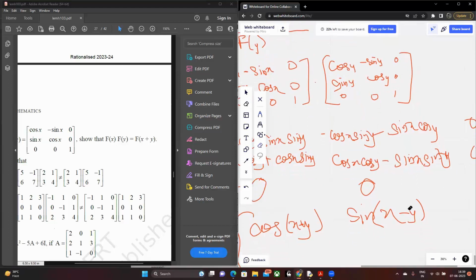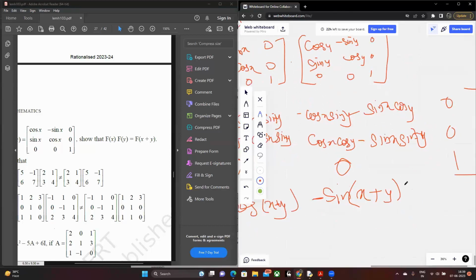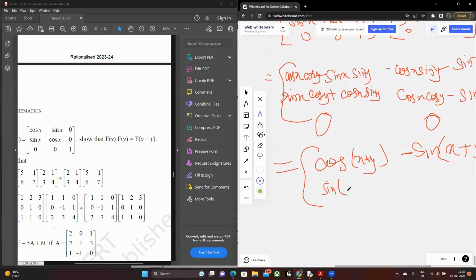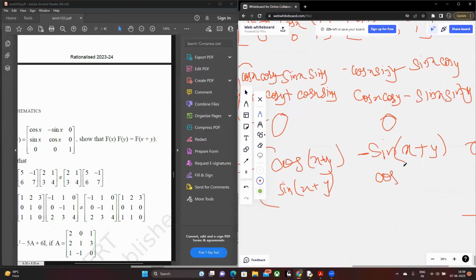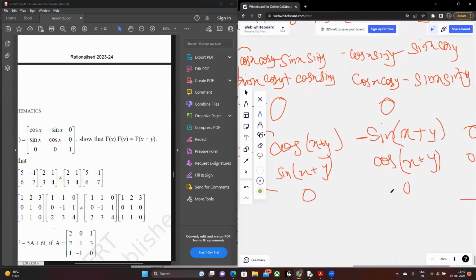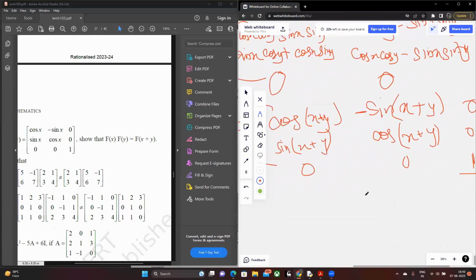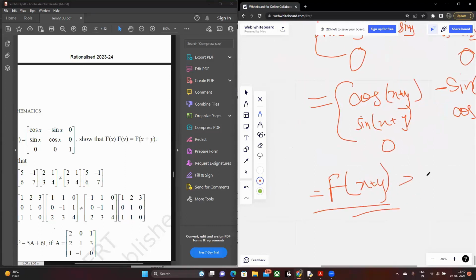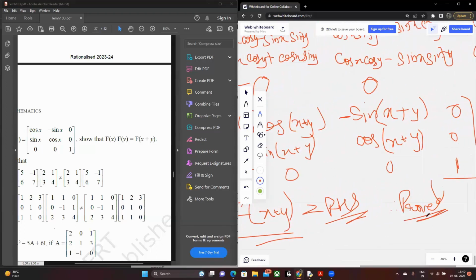This is going to be sine of x plus y with a minus outside, because it's going to be minus of sin x cos y plus cos x sin y, right? And this is 0. This is going to be sine of x plus y. This is again going to be cos of x plus y. This is 0, this is 0, 0, and this is 1. Which is basically f of x plus y, right? Which is the RHS. Therefore, true.